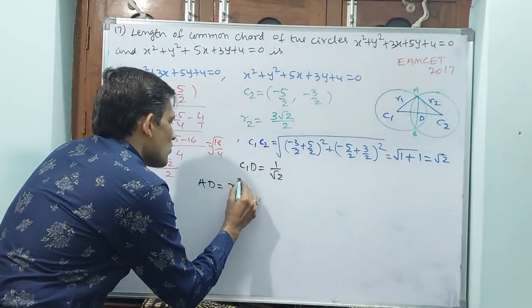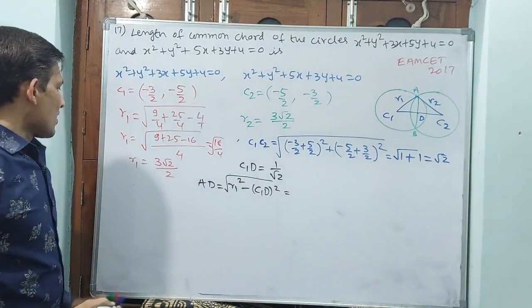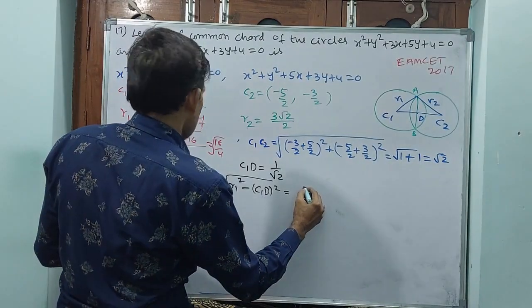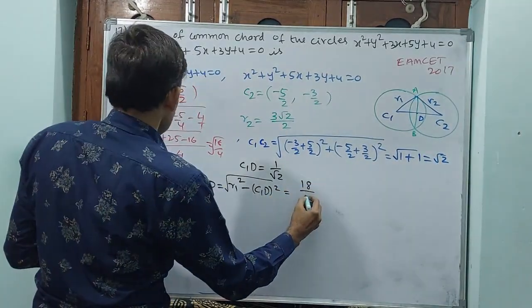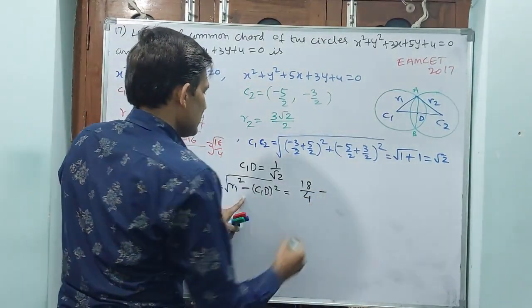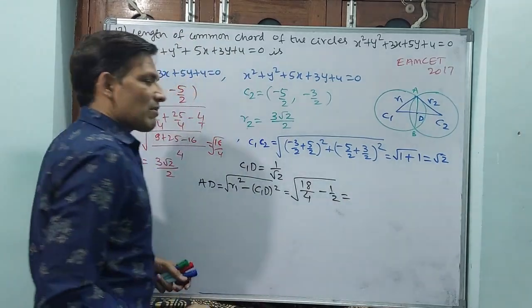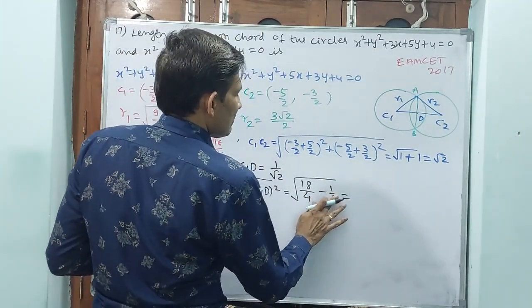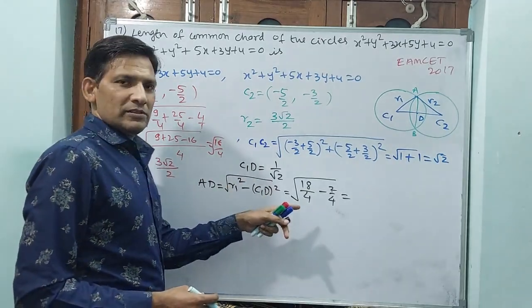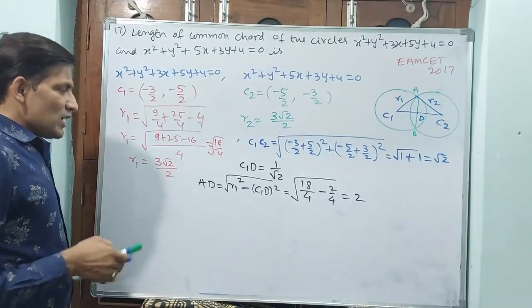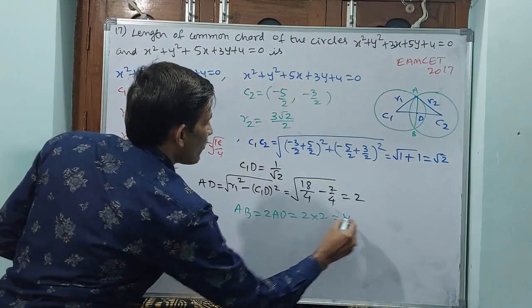R1 is your hypotenuse, R1 square minus C1D square under root. Okay, R1 square means what you are going to do? See, R1 square means, see, 3 square, 9 into 2, 18, divided by 4, 2 square 4, minus C1D square, 1 by root 2 square, 1 by 2. But this should be under root. Then what will happen? 4 will be the LCM. If 4 is LCM, you make like this 2 by 4. Okay? 18 minus 2, 16. 16 by 4, 4 root 2. If AD is 2, then what is AB? AB is equal to 2 times of AD, that's all. 2 into 2, that is equal to 4.